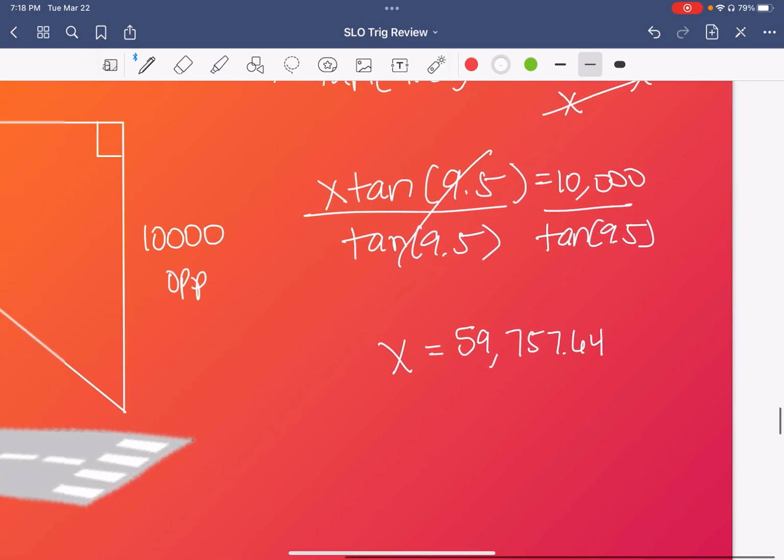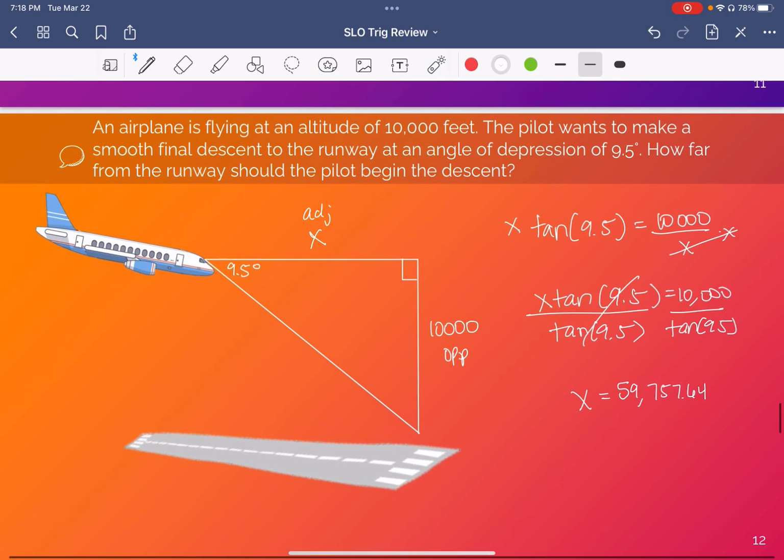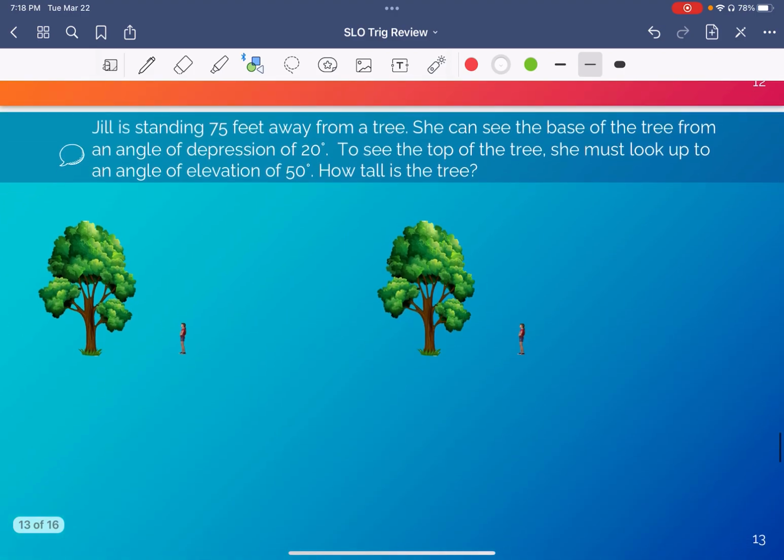59757.64. And I don't think it said how to round, so that's fine. We'll just leave it in the hundreds place. Okay, moving on to the next one.